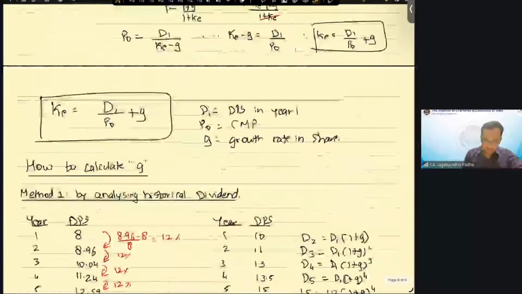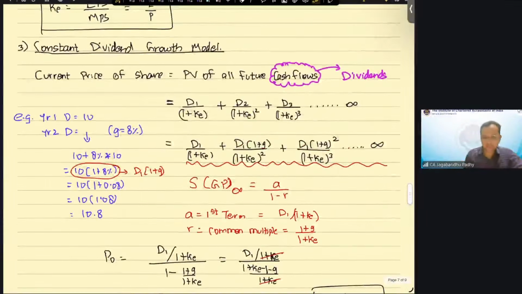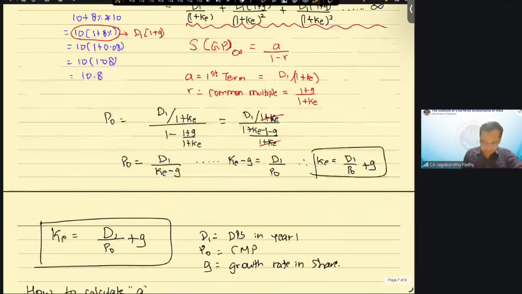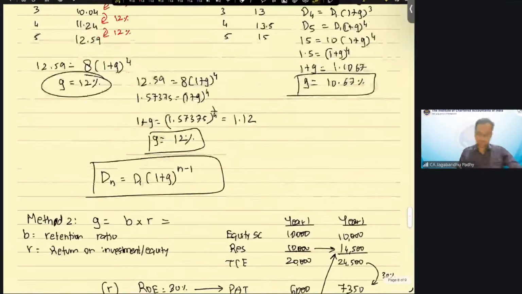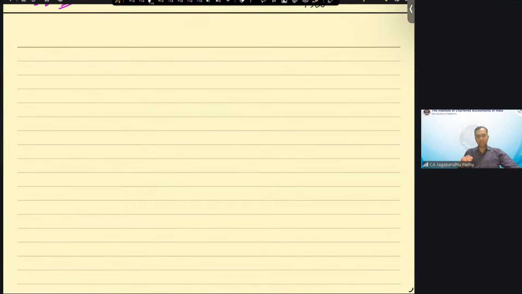Okay, so that completes our third model called constant dividend growth rate. We have another model called the realized yield model. And then we will look at something called the capital asset pricing model. First, let's look at this model called realized yield model. I'm pretty sure you have done this type of thing when we calculated the YTM of debentures in the last session.